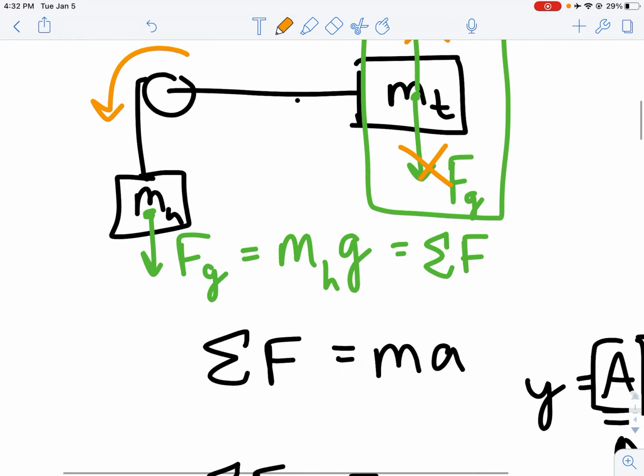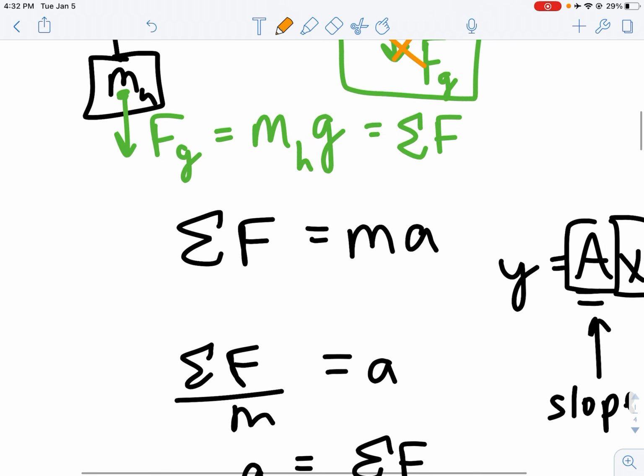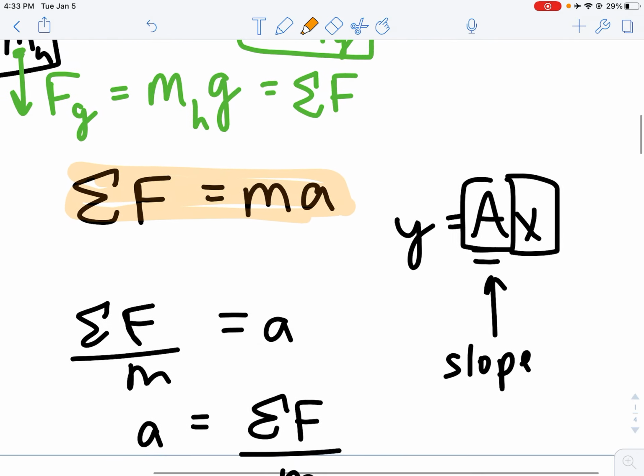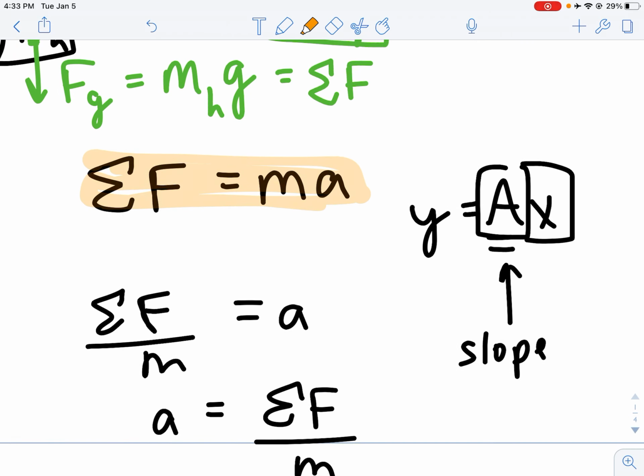Now, let's take a look at our equation. Net force is equal to mass of the system times the acceleration of the system. What we're going to do is rearrange this equation right here in the form of y equals ax. We're going to do that so we can take a look at the slope, right? The slope being the coefficient in front of the x variable.